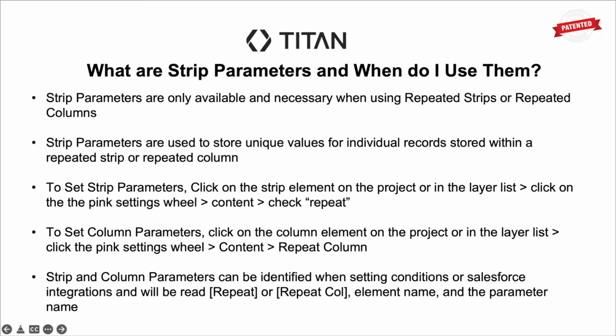And think about it like if you're pulling in lots of different records using repeated strips or repeated columns, then you may need to know what the contact ID or record ID is for each one of those records that you're pulling in. That's a very common use case for when you would need a parameter for an individual strip. So yeah, like I said, they're used to store unique values for individual records stored within the repeated strip or repeated column. I've also included the steps for how to add a strip or column parameter, and I'm going to show you that in just a second.